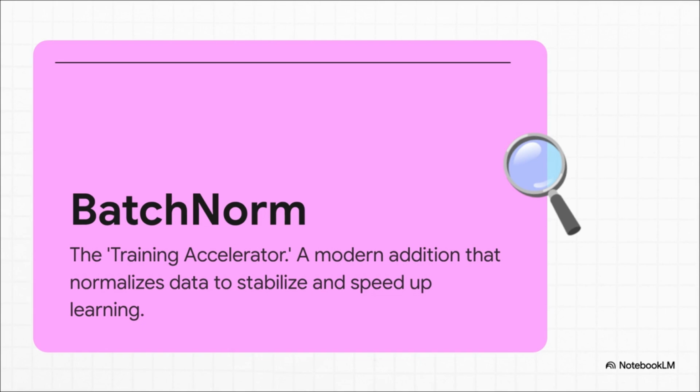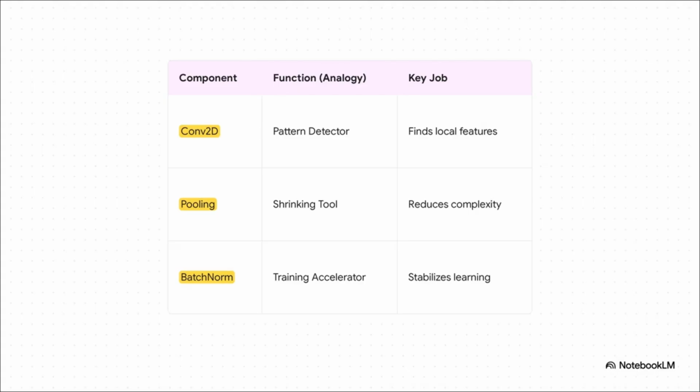We're talking sometimes up to 10 times faster. So, quick recap of our toolkit. Conv2D is the pattern detector. It finds all the local features. Pooling is the shrinking tool. It cuts down on the complexity. And batch norm is our training accelerator, making the whole learning process way faster. With these tools in hand, we're ready to build a legend.